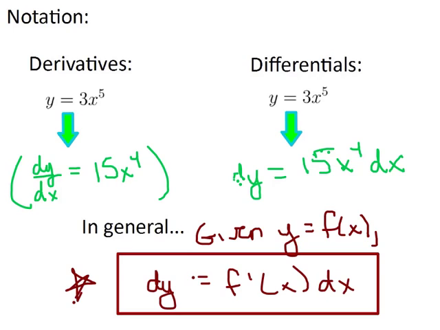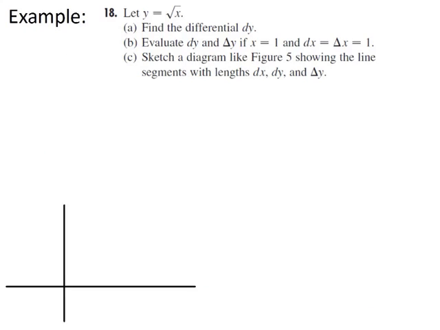And that is all you need to know, which really means you're not learning anything new, just a different way of interpreting something that you already know. Okay, here's a problem that I want to make slightly interactive. This is number 18 from your Stewart book. The function given is y equals the square root of x. We started looking at that at the beginning. Find the differential dy.